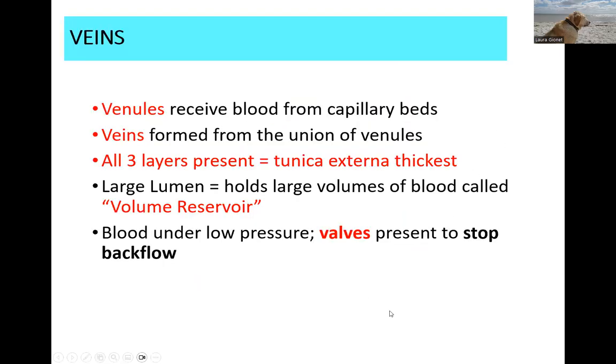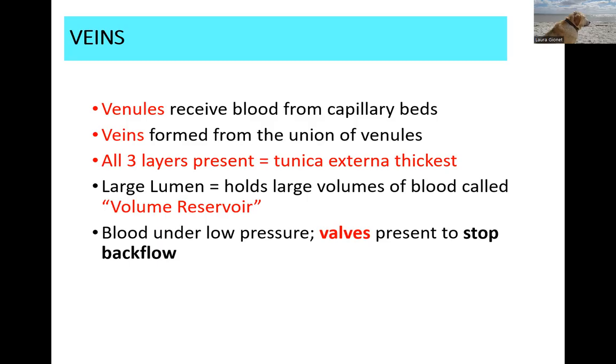Okay, so the venules receive blood from the capillary beds. It's going to be deoxygenated blood. Venules form veins, and veins unite to form larger veins. As we get into the veins, we have, for all intents and purposes, the same 3 layers as the arterial vessels had. You have a tunica externa, tunica media, tunica interna. In veins, that tunica externa is thicker than in an artery. Okay. Has a larger lumen. That is important to understand. It helps you identify an artery versus a vein when you're looking at a slide histologically.